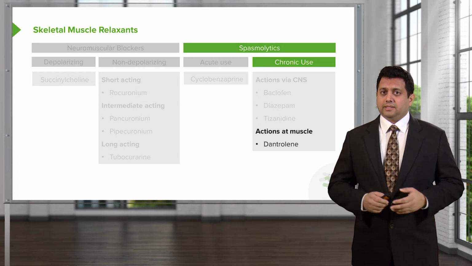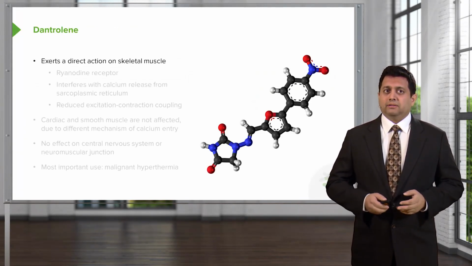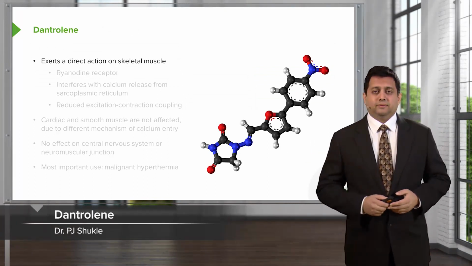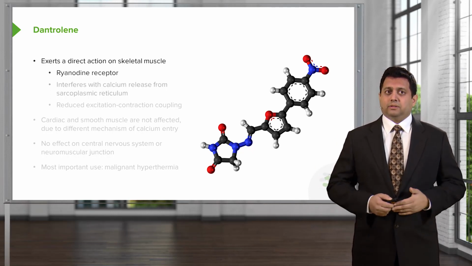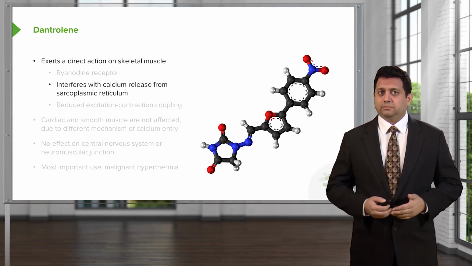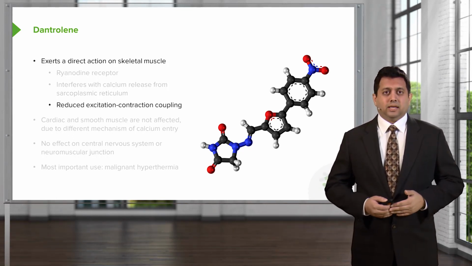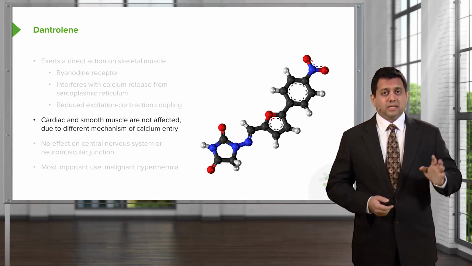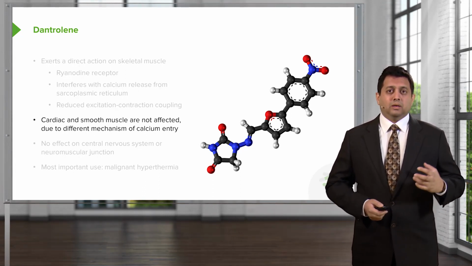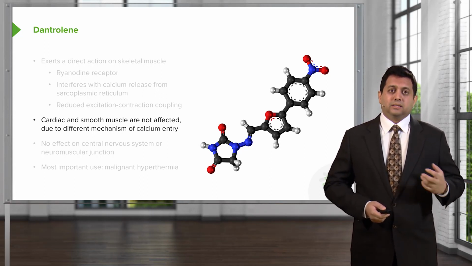Let's talk about actions at the muscle. Dantrolene is our single agent here. Now, dantrolene is a complex molecule of at least 3 rings. It acts at something called the ryanodine receptor. Now, ryanodine interferes with calcium release from the sarcoplasmic reticulum. You get reduced excitation-contraction coupling when you have this drug on board. Cardiac and smooth muscle are not affected. That's actually quite a relief, because if you think about it, we don't want to affect cardiac and smooth muscle. We only want to affect skeletal muscle.